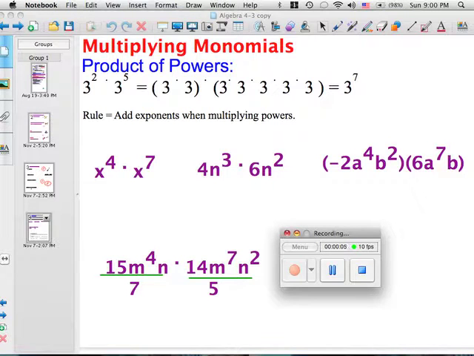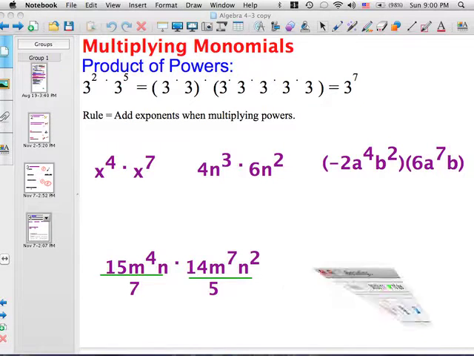This is chapter 4, section 3. We're working with monomials and multiplying them, and we're also going to have to use the product of powers rule.